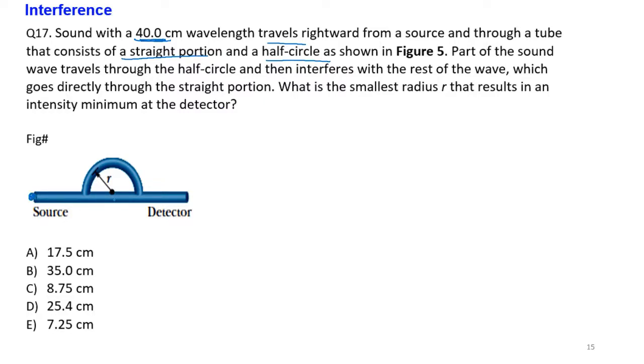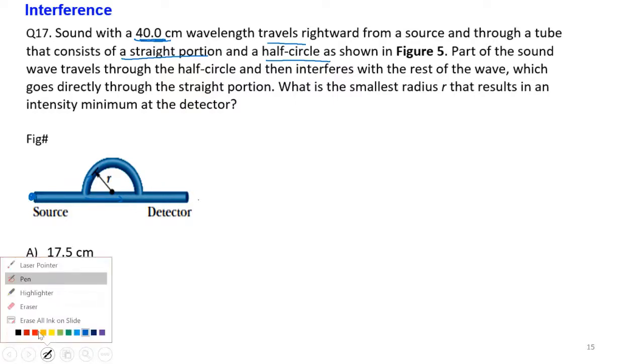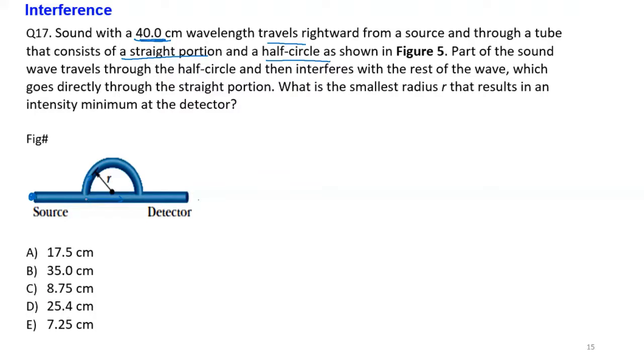This is my detector here. So when I arrive here, a portion will go through the arc, and a portion will pass through the straight tube. As we said here, part of the sound travels through the half arc and then interferes with the rest of the wave, which is going in the straight direction. So the question is, what is the smallest radius R that results in an intensity minimum at the detector?